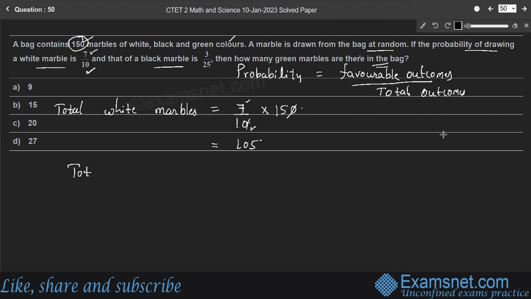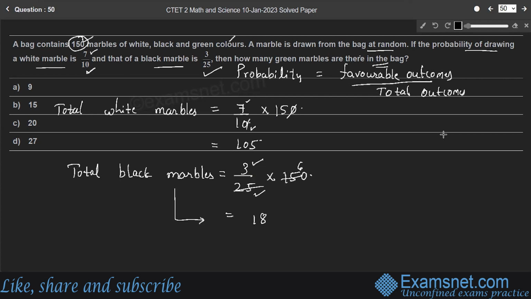Now we'll find the total black marbles. The probability of getting one black marble is 3 by 25. So out of 25, we get only 3 black marbles. Therefore, out of 150, 25 into 6 is 150, so we get 18 black marbles out of 150 marbles, right?